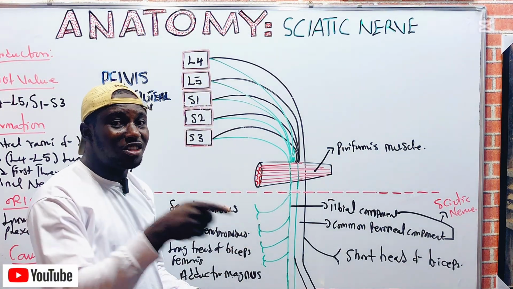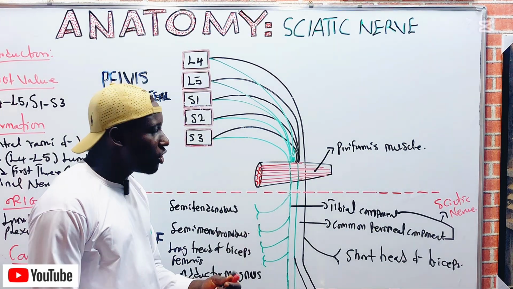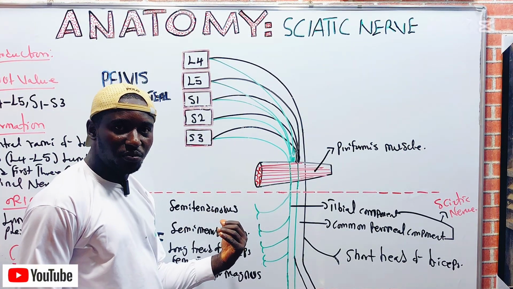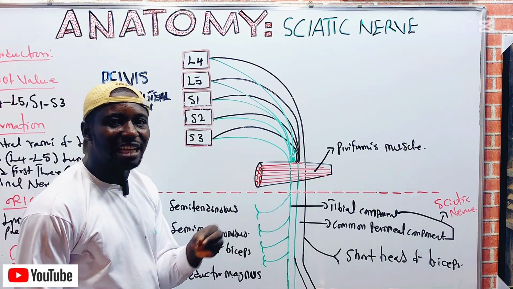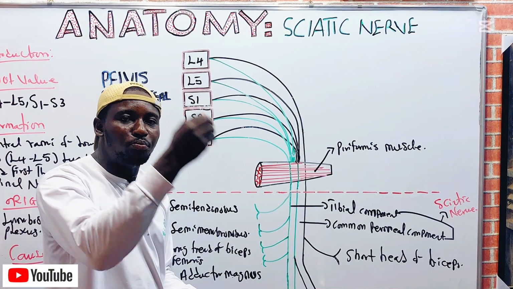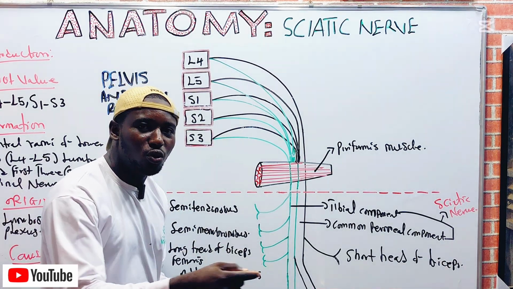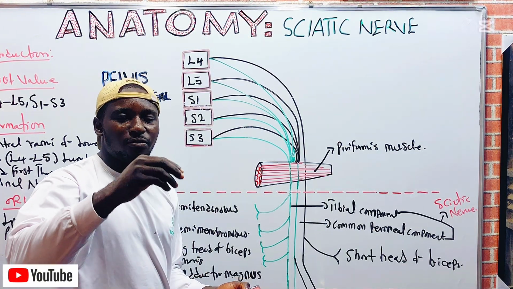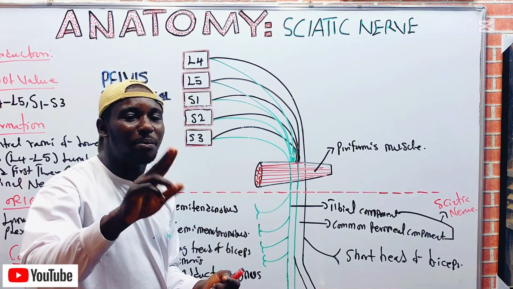Recall that the sciatic nerve is still traveling at the back of the thigh, as it descends from the gluteal region between the greater trochanter and the ischial tuberosity. Now, just a little above the popliteal fossa, at the junction between the middle and the lower third of the thigh, it bifurcates, or terminates, by dividing into two terminal branches.